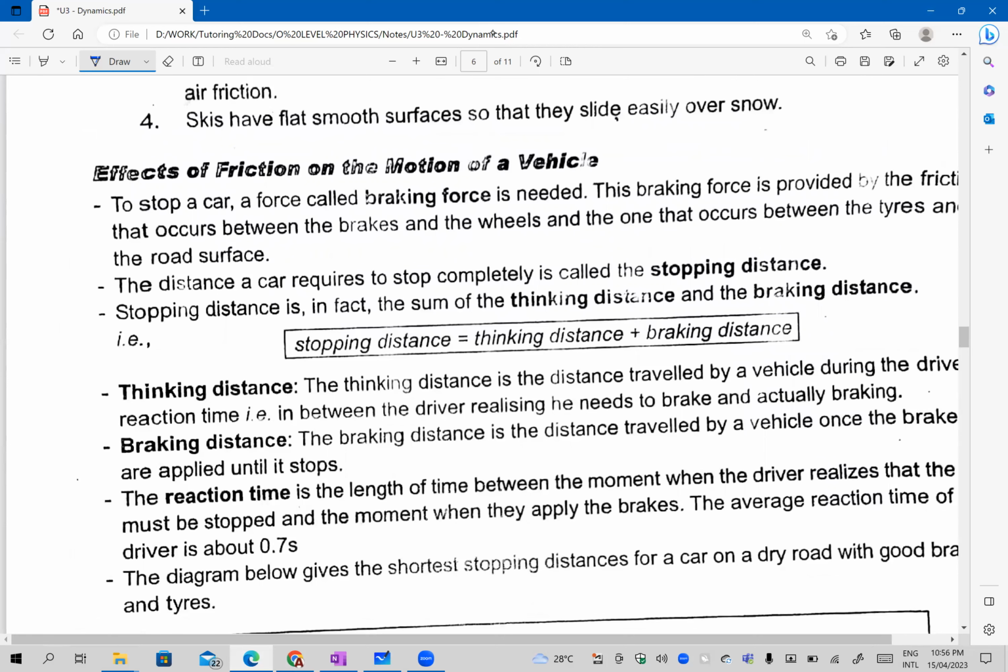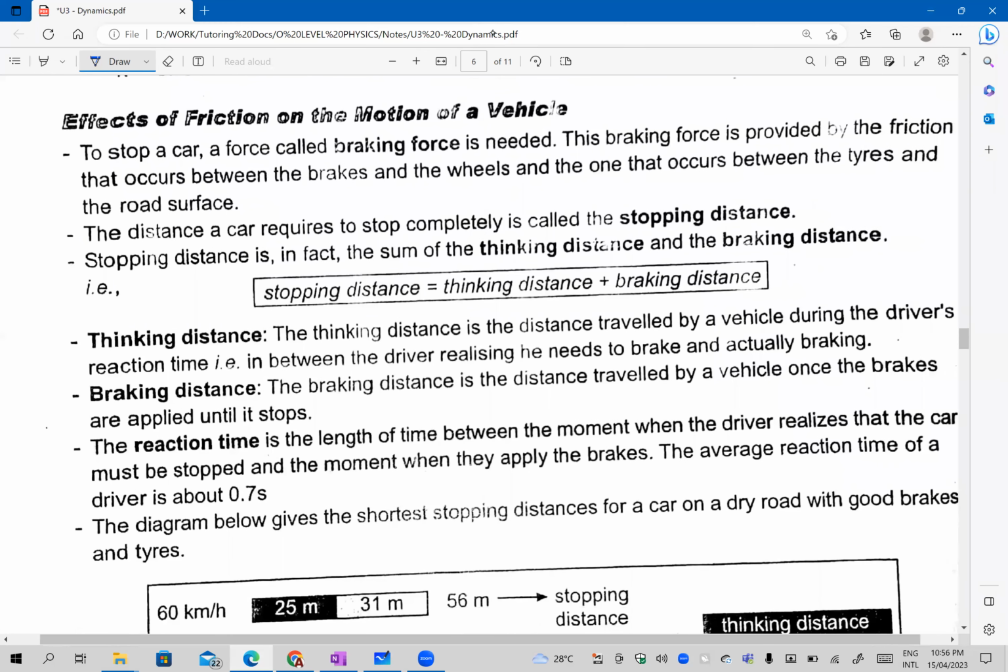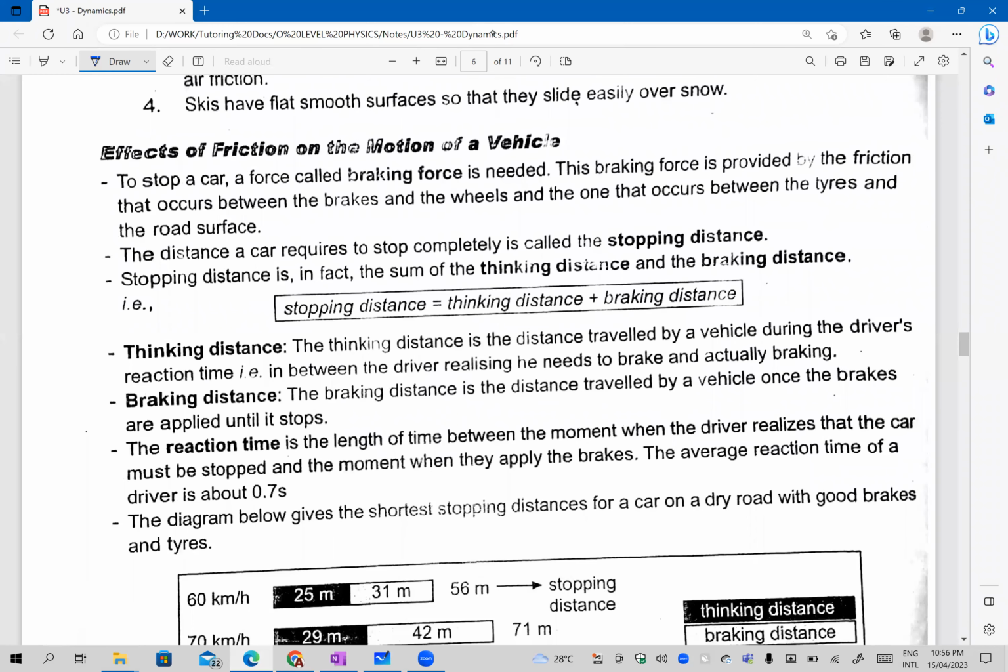Okay, effects of friction on the motion of a vehicle. Now we're assuming that a car is moving, and let's try to study what happens when there is friction. To stop a car, a force called braking force is needed. This braking force is provided by the friction that occurs between the brakes and the wheels and the one that occurs between the tires and the road surface, right? So it's the basic friction between the tires of the car and the road surface, and when you apply brakes, this friction increases.